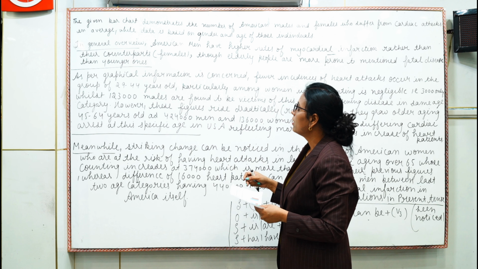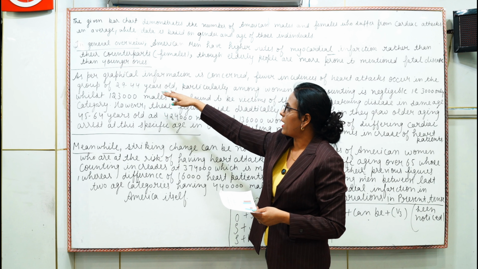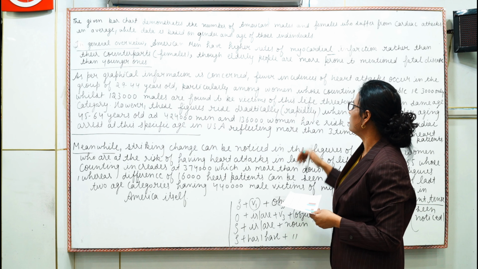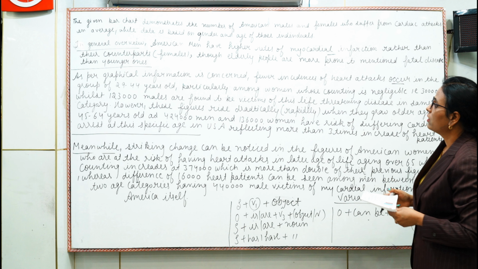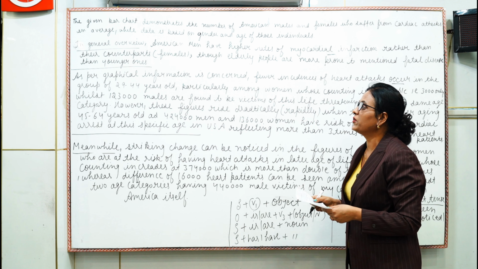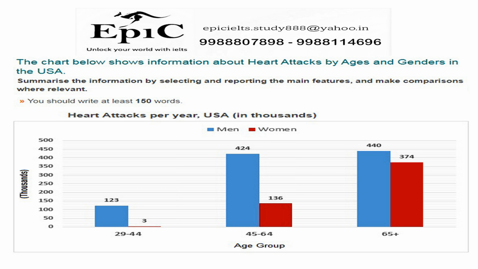Casual ho jata thoda. So as per graphical information is concerned, fewer incidences of heart attacks occur in the group of 29 to 44 years old. When we focus on the 29 to 44, thode incidents hain kyunki aage jo age group hai 45 to 64 and over 64, usme cases zyada.